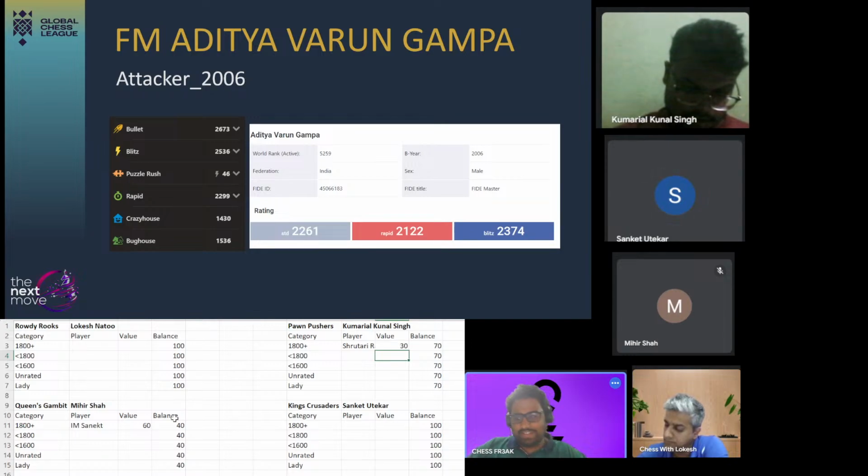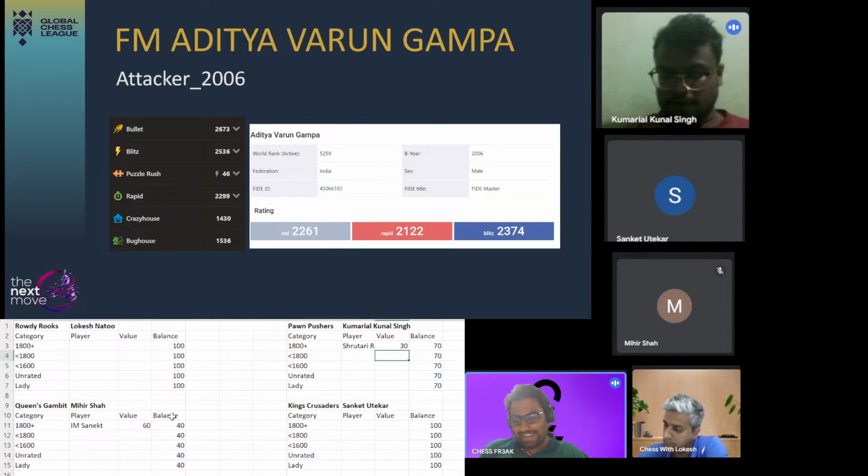46 points, says Kings Crusaders. And teams, please note after 50, we increase with a gap of 2. Okay. Do we see any bids, Lokesh? 46 is the current bid by Sanket, by the Kings Crusaders. 46 points it is.